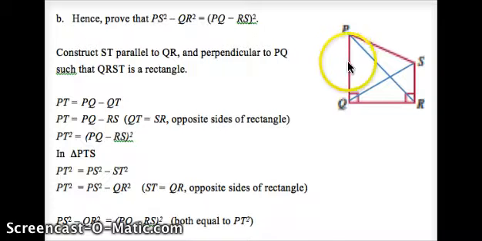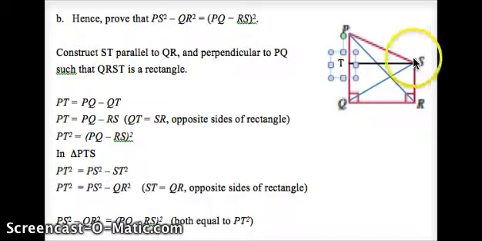So what we're going to do, we're going to construct a rectangle there, and it's going to be called QRST. So we're going to construct ST parallel to QR and perpendicular to PQ such that QRST is a rectangle. Now the reason that we're constructing ST is that we look at the question, we have to prove that PS squared minus QR squared. So we need an expression for PS squared, and we really can't come up with one using Pythagoras' theorem unless we draw ST at right angles to PT.